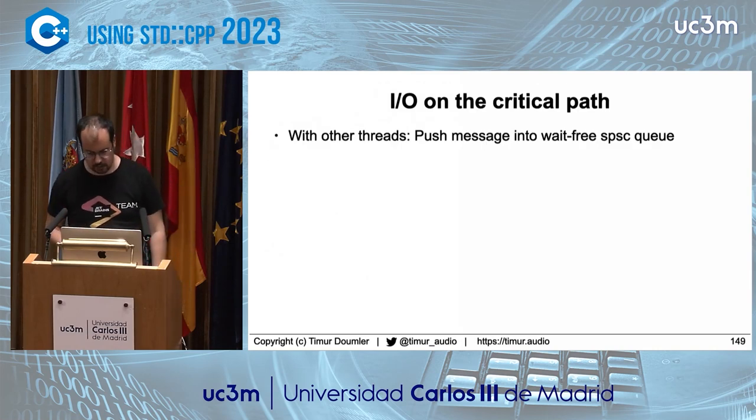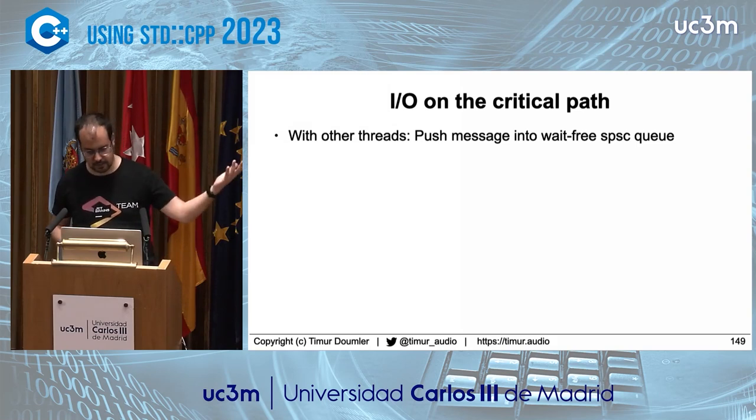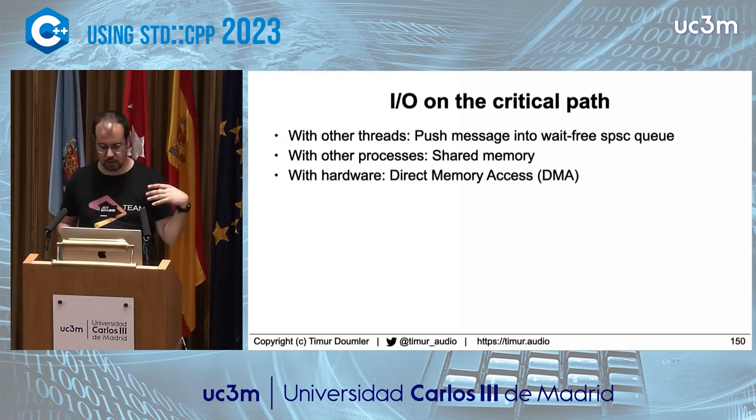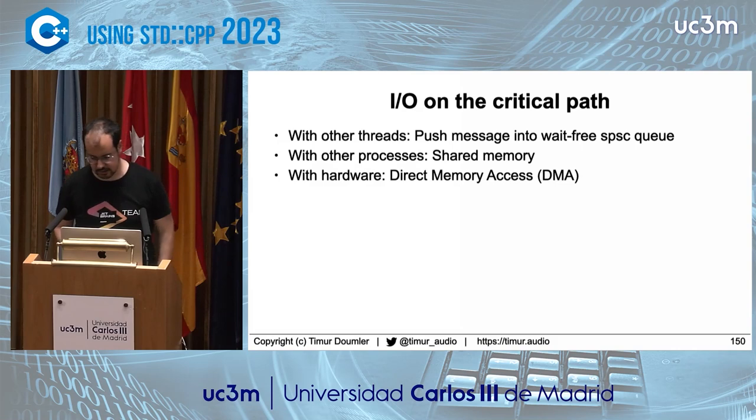If you have to do I/O, again, you can't do normal I/O on the hot path, right? But you can push your message into a wait-free queue, just as we just saw, and then you can pick it up on another thread where you do the actual I/O or logging or whatever it is. If you want to have I/O between different processes, you can use shared memory. With hardware, you can do direct memory access.